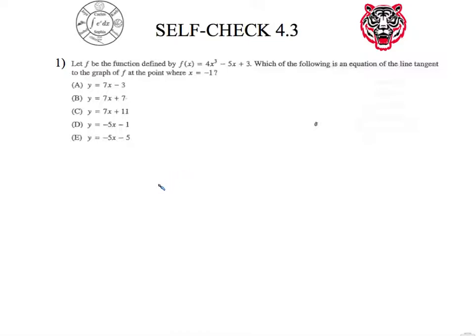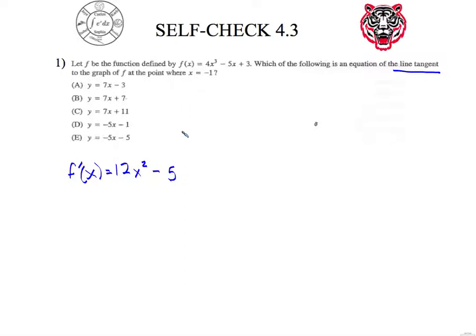All right, so number 1, let f be a function defined by this. Which of the following is an equation of the line tangent to the graph? Okay, so line tangent, what does that mean? It means f prime. Yeah. Okay, so f prime of x is what? 12x squared minus 5. Perfect. And we need the tangent to the graph of f at the point where x equals -1.